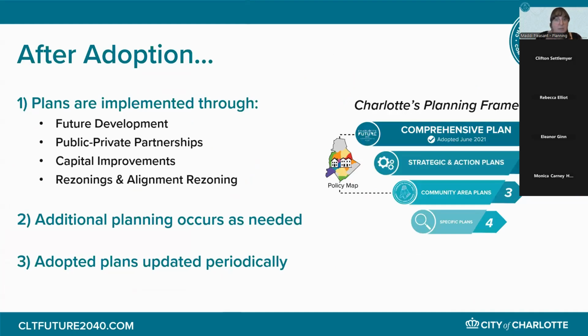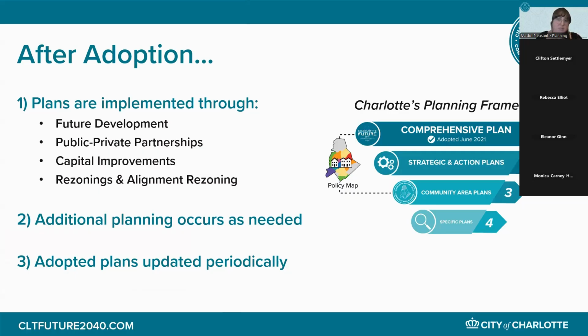So the plans are implemented in multiple ways. The private and public sectors both have a role to play. So plans may be implemented through private development, private-public partnerships, capital improvements, and rezonings. Community area plans are an important component of Charlotte's planning framework, but they're not the only tool in our toolbox.